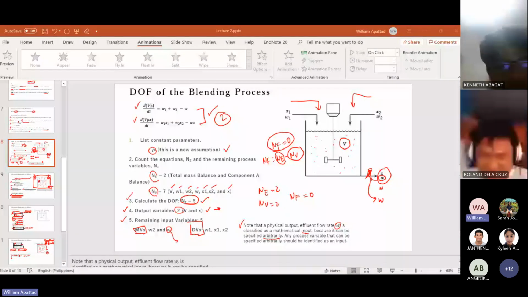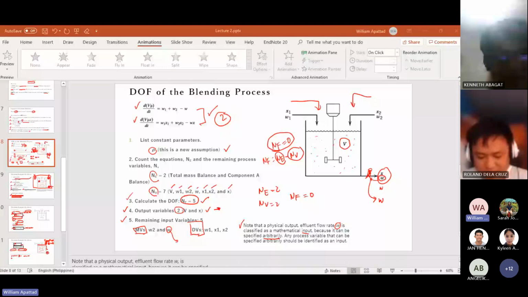Okay? So, my lecture is based solely sa textbook ni Seborg. So, kung basahin yung buong chapter 2, tingnan nyo yung PowerPoint ko, yun din ang laman. So, pwede yung basahin ulit. Okay? Mas maganda ang explanation ni Seborg.